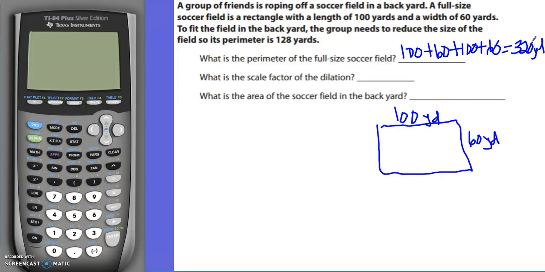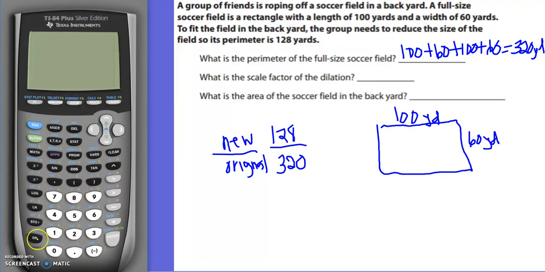Okay, so if we want to find the dilation, we can do the new, which is going to be 128 over the original, which is going to be 320. So we have 128 divided by 320. We get 0.4, 4/10.